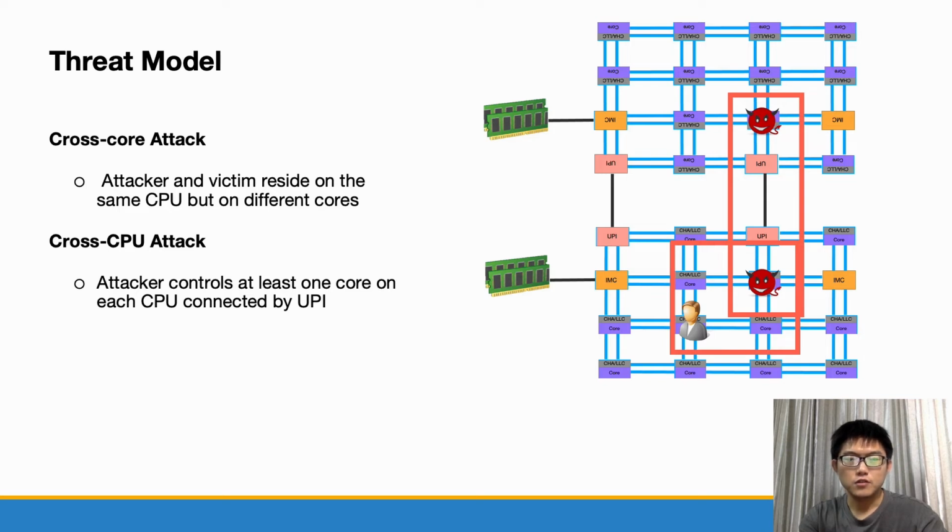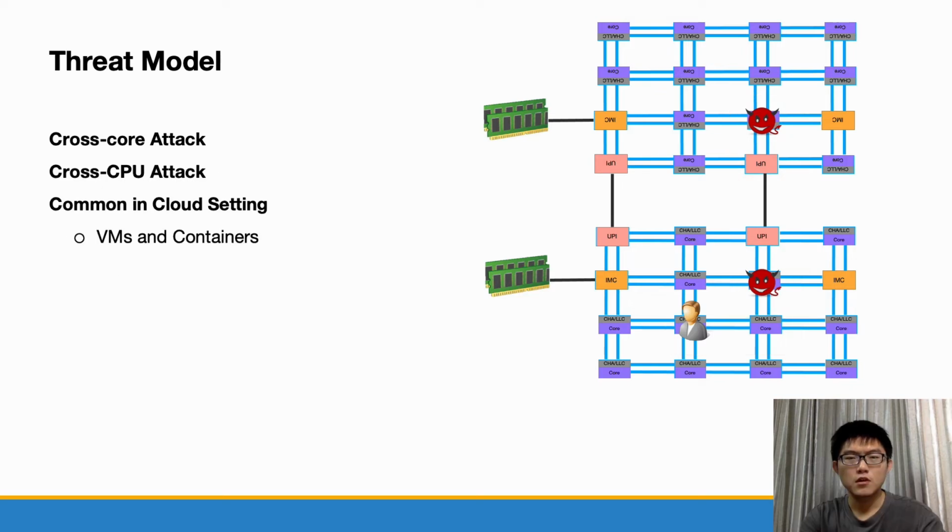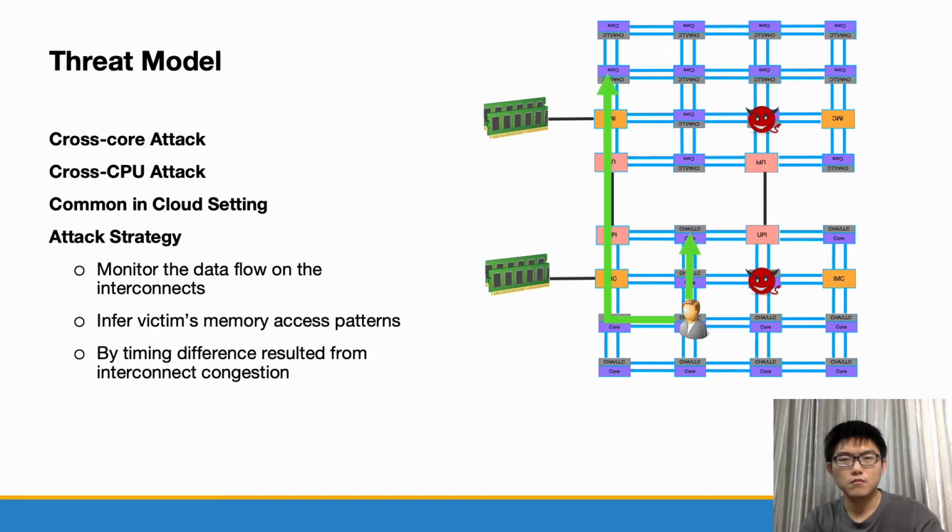In these 2 scenarios, the victim will introduce some data flow on the interconnects, like accessing memory. This assumption is common in the cloud, where lots of virtual machines and containers are deployed on different cores and CPUs. Our attack strategy is to monitor the data flow related to the victim on interconnects, including mesh and UPI, and then we aim for the victim's memory access patterns.